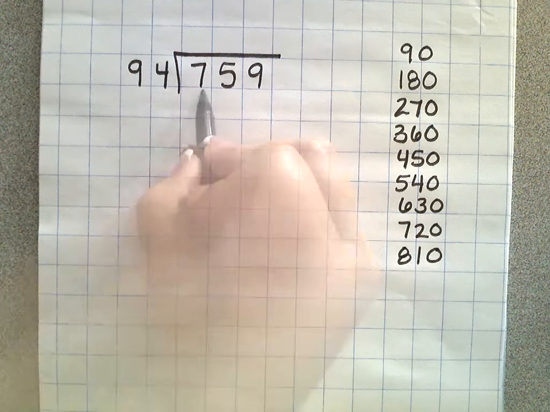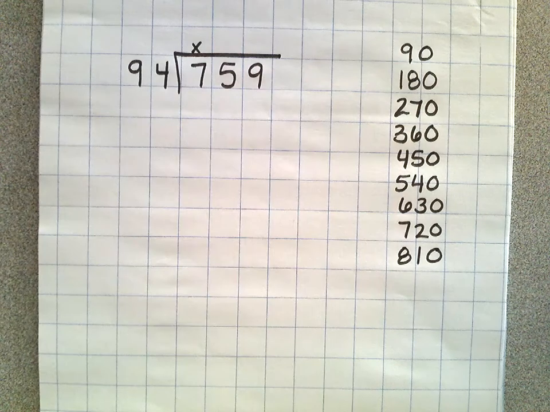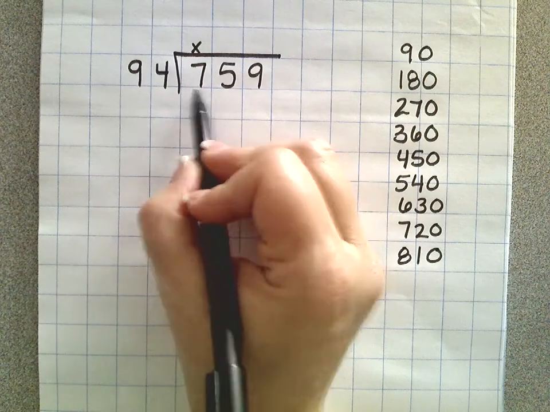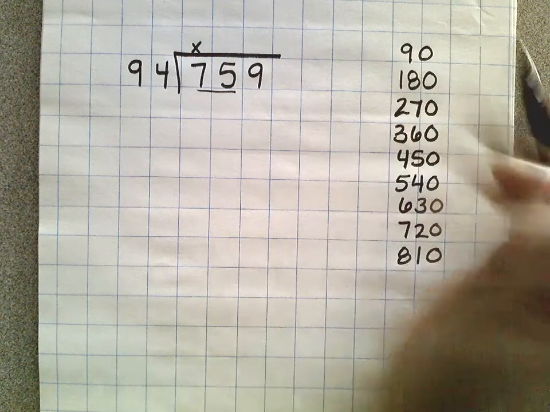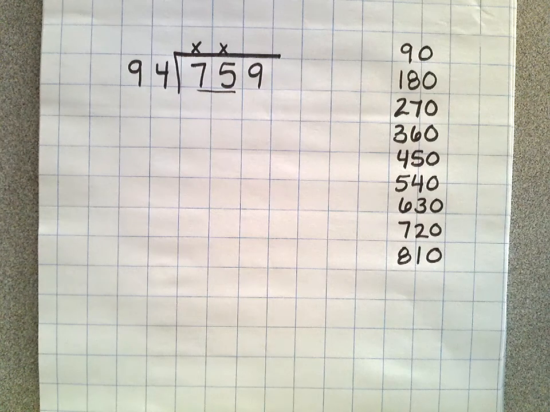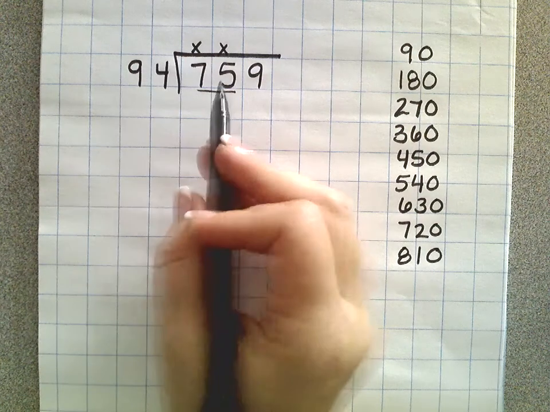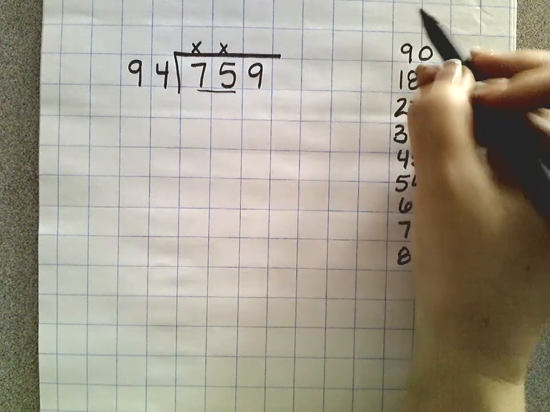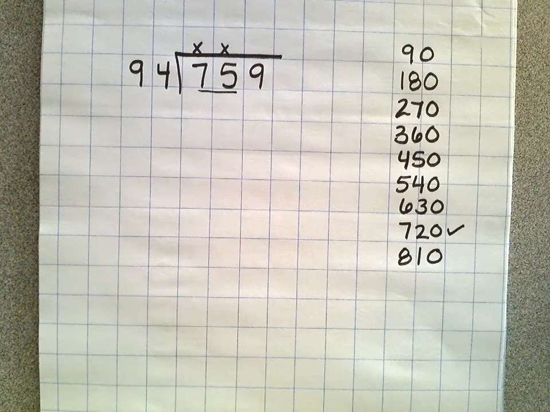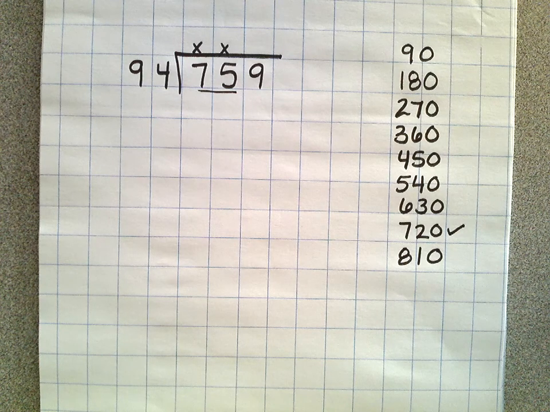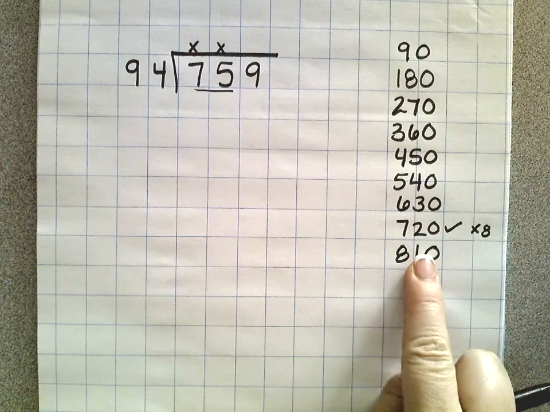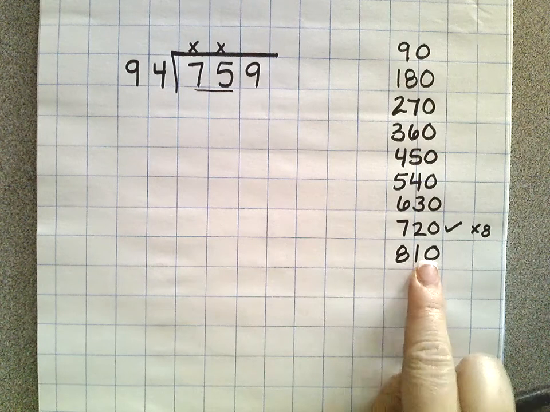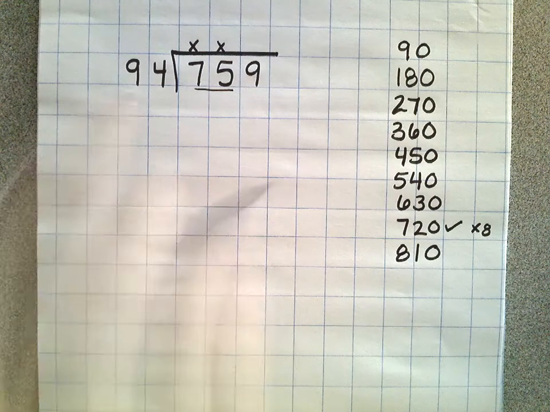So 94, can it go into 7? No. 94, can it go into 75? We'll look over here. No. Because if it goes one time, it's at least 90. So 94 into 759, I'm looking. This looks to be the closest, which I know is 90 times 8. But remember, we're not using these numbers. That's an estimate to get us close. We have to use this number right here, 94.